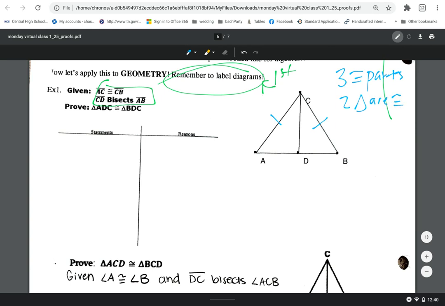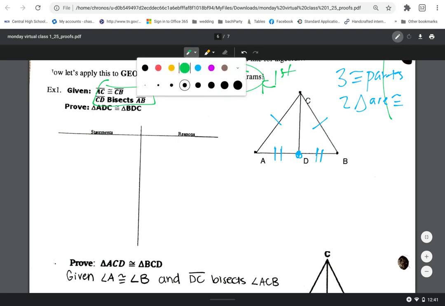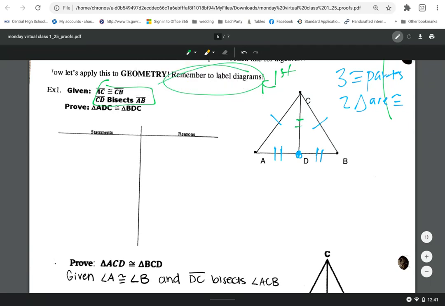So CD bisects AB. Now, remember we talked about when we bisect something, we get two congruent parts. So when I bisect, that means that I get two congruent segments. What else do we know? We don't know anything about angles. It didn't say it bisected the angle, but we do know that these two triangles share this side, so I know it's congruent to itself.